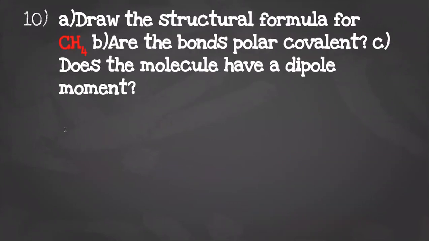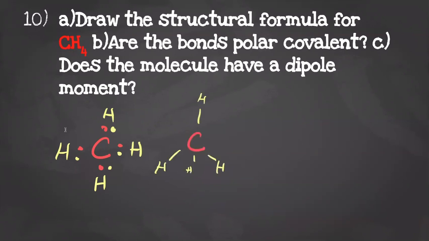For 10, it asks, draw the structural formula for CH4, methane. Are the bonds polar covalent? And does the molecule have a dipole moment? So if we draw the dot structure, it's not going to be much help. So if we try to draw its molecular shape, here we can see how the hydrogens are interacting with the carbon. Each of the hydrogens are pulling, and there's also this one on top.